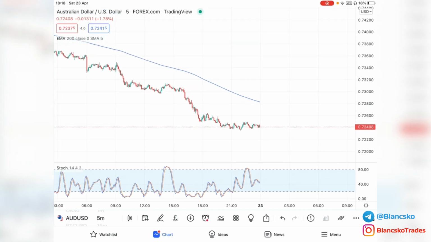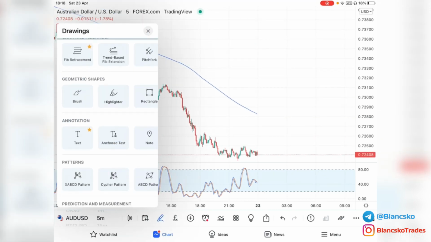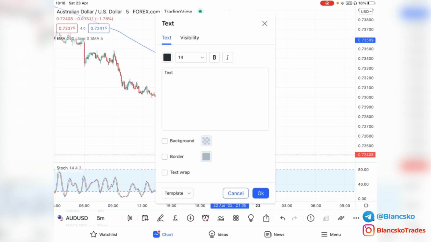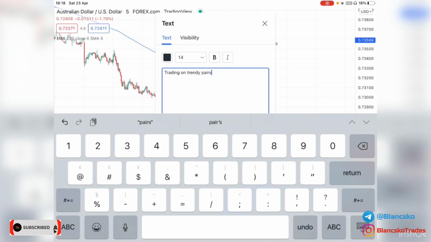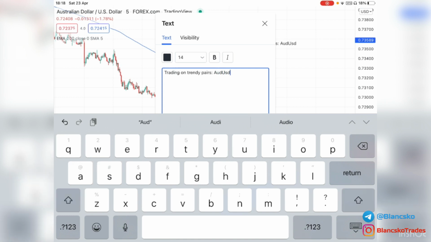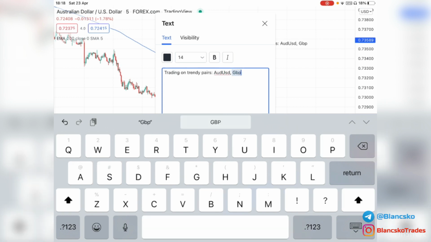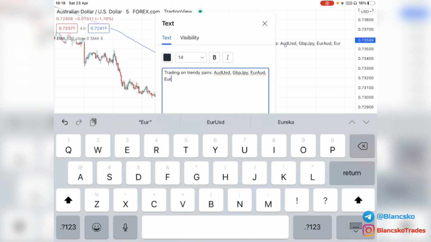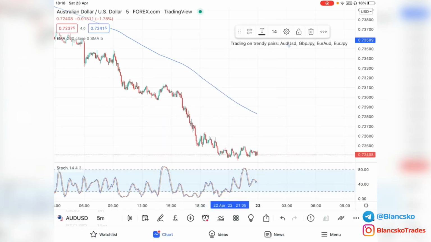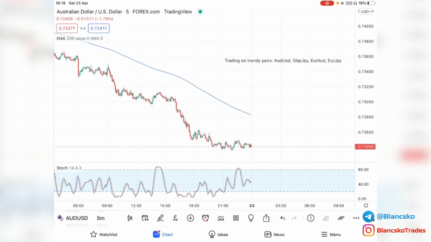So now for the rules, I suggest, let me place a small text here. I suggest trading this on trendy pairs. For example, AUD USD, GBP JPY, EUR AUD, EUR JPY. Okay, so let's just focus on these 4 pairs. You want to trade on these 4 pairs.